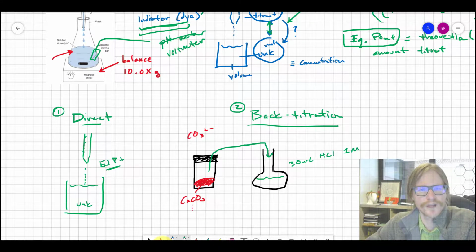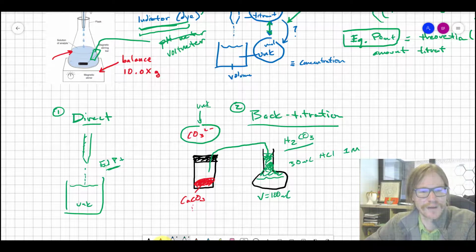What that's going to do, and I've deemed this to be more than enough, is neutralize all of the CO3 2- inside that solution. So you're going to convert all the CO3 2- into H2CO3, and you'll have everything in the form of H2CO3. You'll bring the remainder up to 100 mL with water, so you'll know the exact volume of 100 mL. So at this point, you took your original unknown and converted it all to another species, and now you have some excess HCl in the system as well.